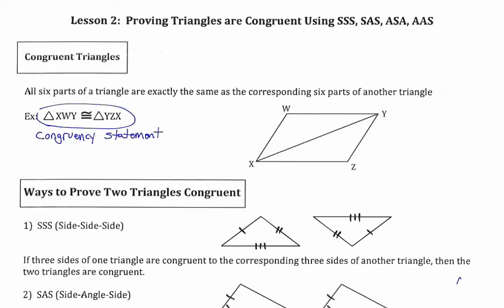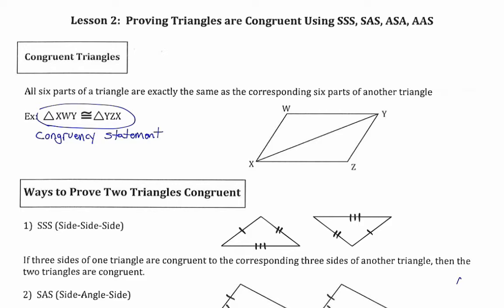Lehman's Knowledge Explosion. In Lesson 2 of Unit 4, we want to focus our energy on proving triangles are congruent using 4 ideas. Now before we get into those 4 ideas, we need to review what congruent triangles means. The definition of congruent triangles means all 6 parts of a triangle are exactly the same or congruent to the corresponding 6 parts of another triangle.